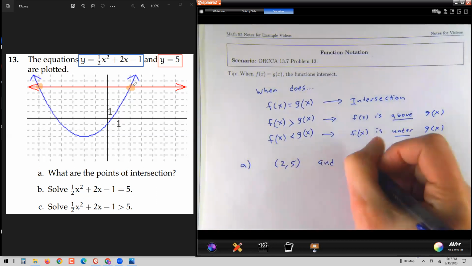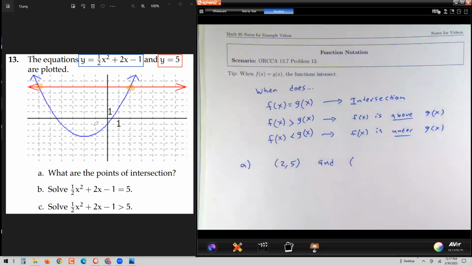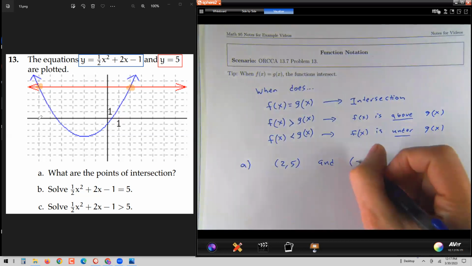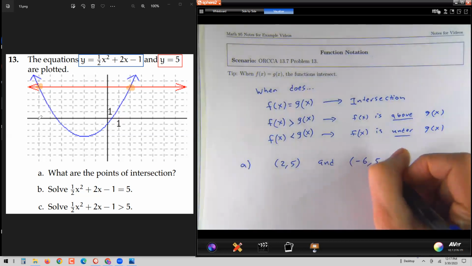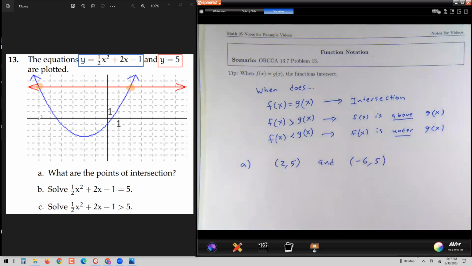And the other point looks like 1, 2, 3, 4, 5, 6, negative 6, 2. So negative 6 and 2 both have y values of 5.